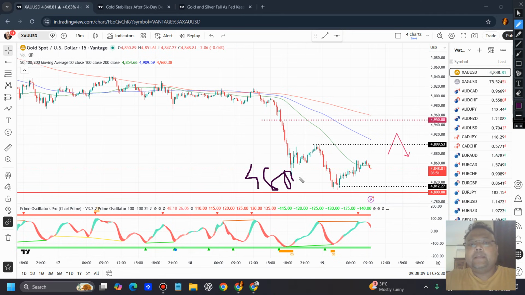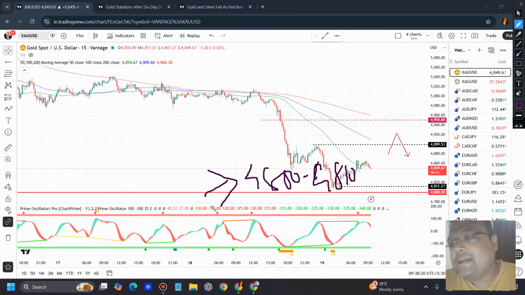Now if the market goes down from here, as a day trader or scalper, you can look for a buy around 4800 to, sorry, 4810. You can see the red line here. The red line is the crucial level. Why? Because it is the 4800 round number psychological support. So if the market takes support around 4800, 4810, we can look for a buy position as a day trader.